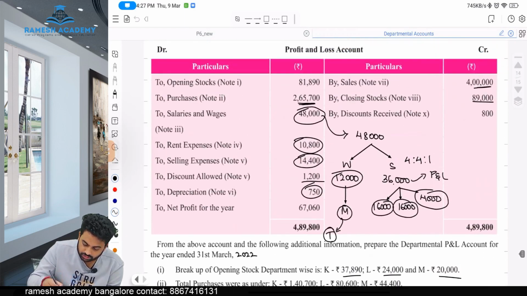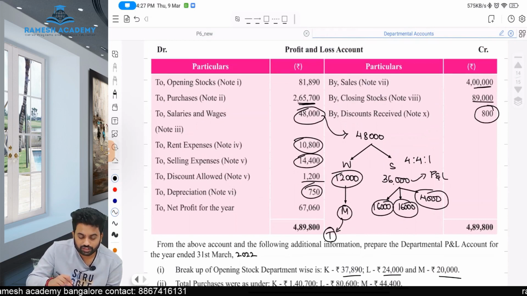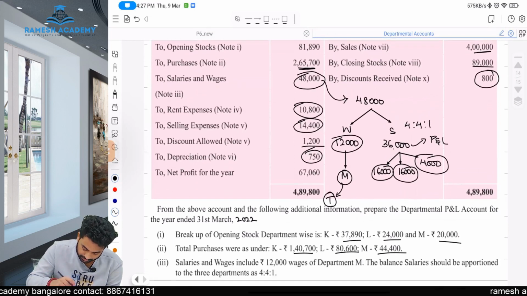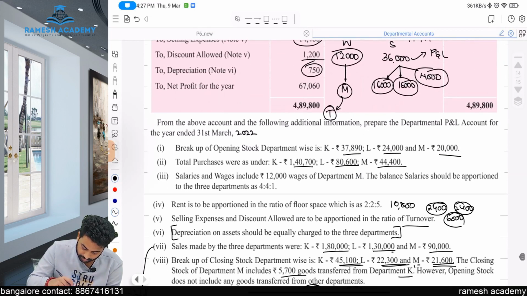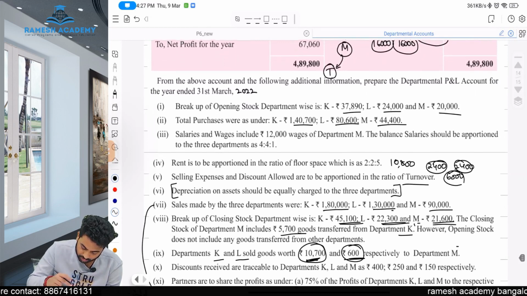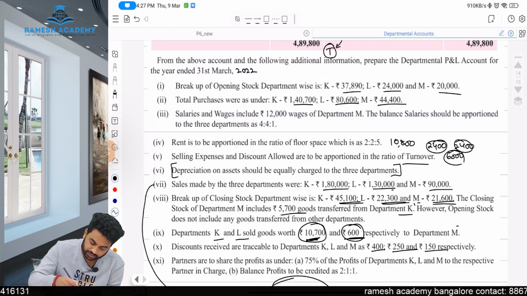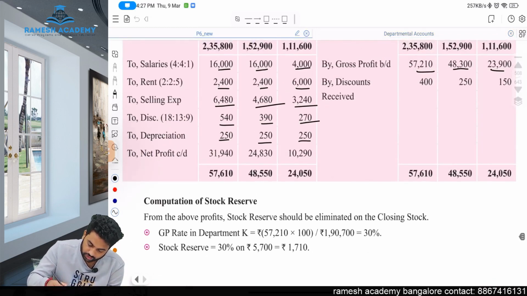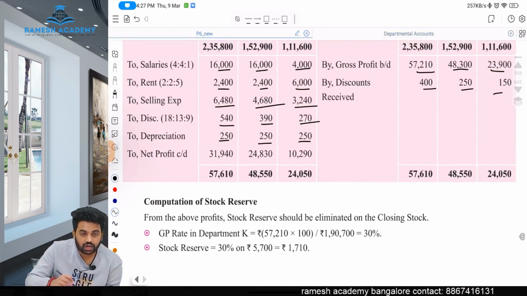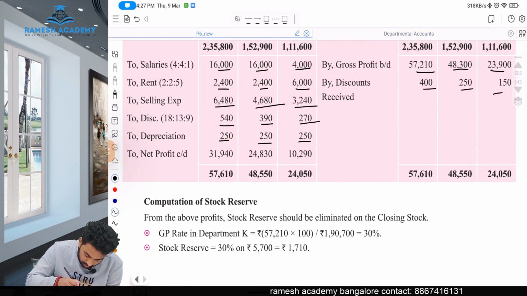Next, there is a discount received of 800. Discount received is traceable to the departments: 400, 250, 150. Directly they have given 400, 250, 150. After doing all these things, we can find out the net profit.